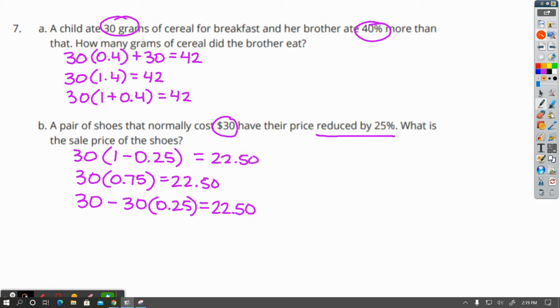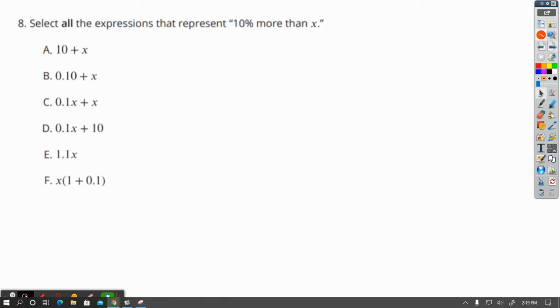So knowing the multiple ways to do this will help you answer number 8. So let's look at number 8. It wants you to select all the expressions that mean 10% more than x. So 10 plus x does not work. That is not 10% more. Adding a tenth to x does not work. Taking a tenth of x and adding x, that does work.